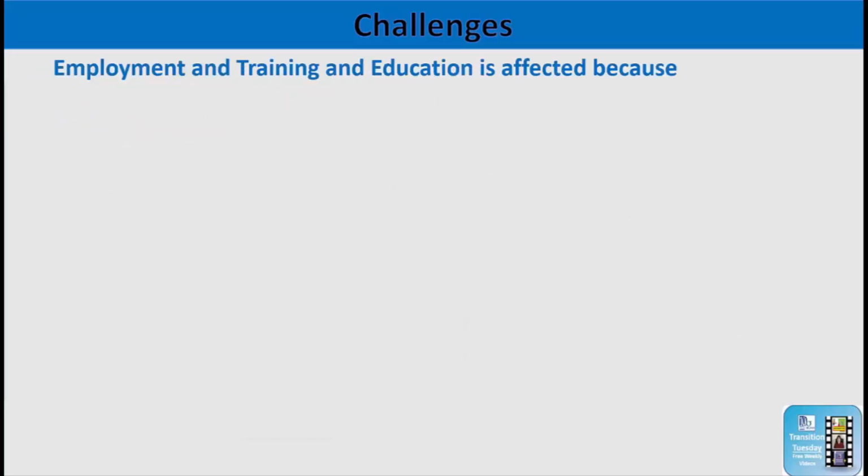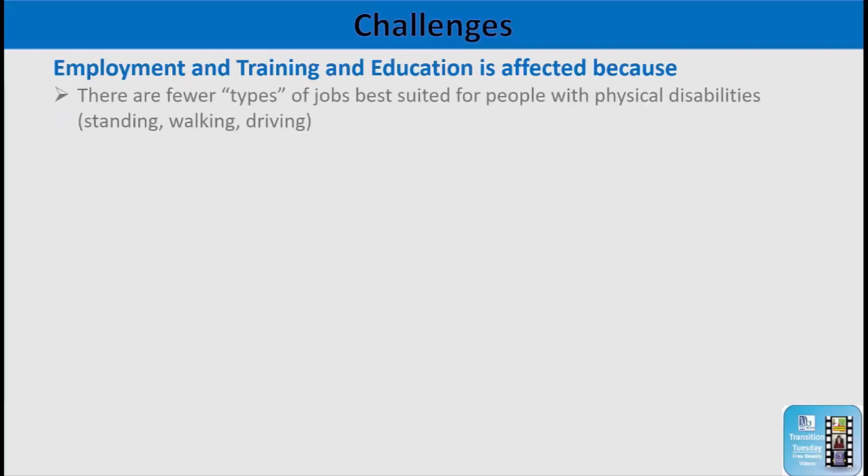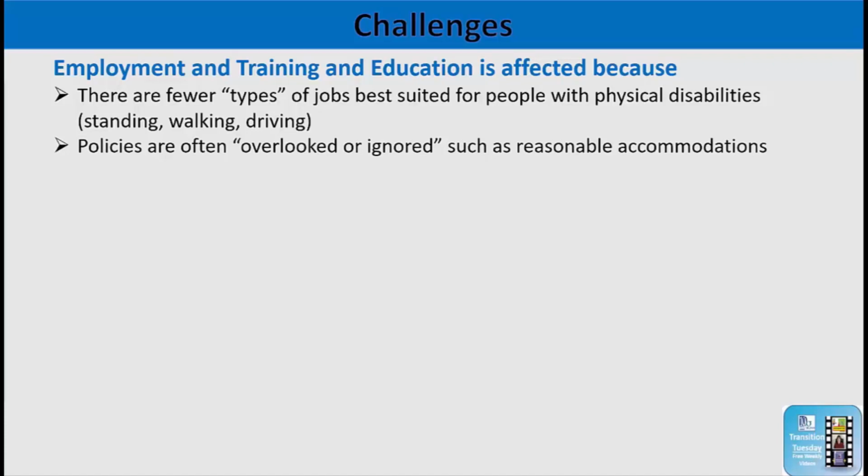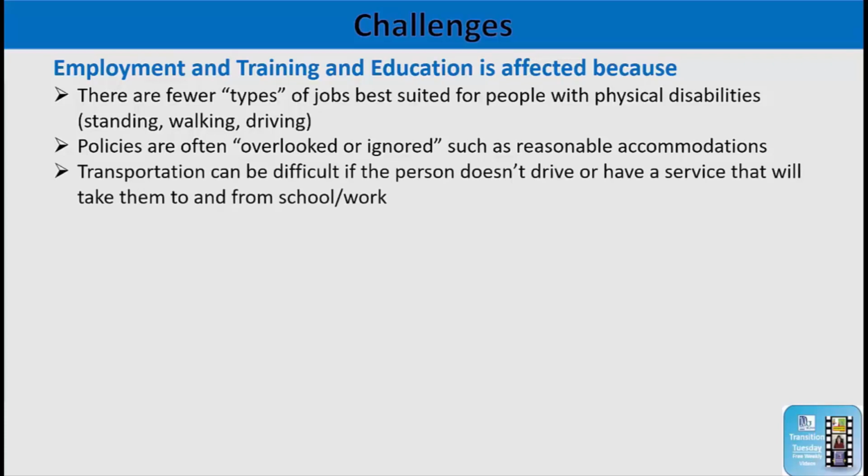These challenges affect employment and training because there are fewer types of jobs best suited for people with physical disabilities. Many jobs require standing, walking, driving, and those types of things. Also, policies are often overlooked or ignored, such as reasonable accommodations. Transportation can be difficult if the person doesn't drive or have a service that will take them to or from school or work. And assistive technology is not always available or provided.